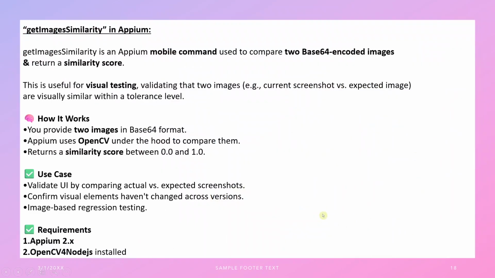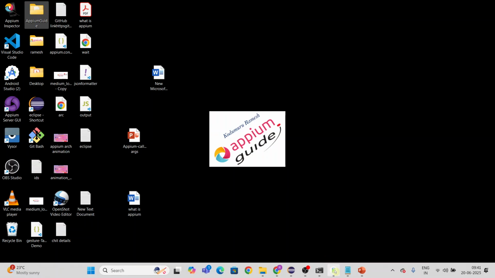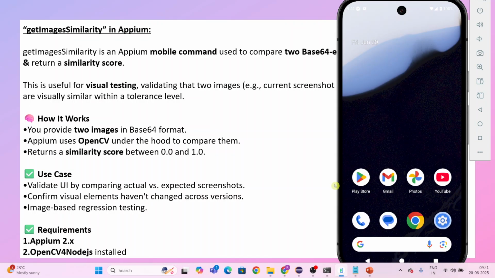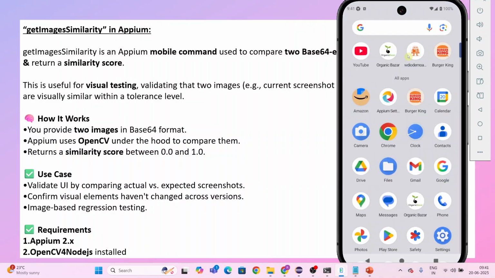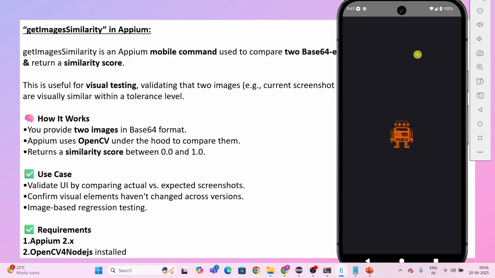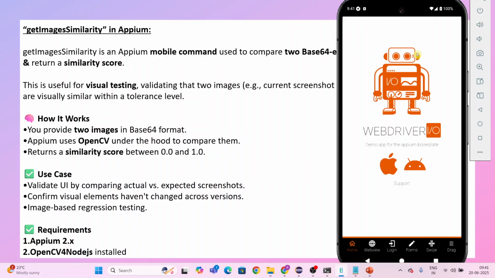Now I have opened the simulator here. The scenario we cover here is this: I open this WDIO demo app. When I launch this app, the home screen, the launching screen, should display this particular image. This is my expected image. Anytime I open the app, the home page or home screen should display this particular image. That is my test scenario here.